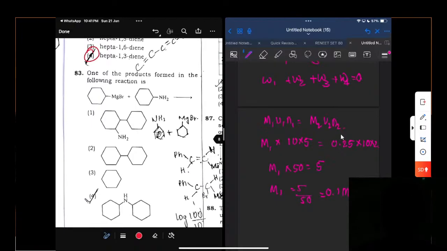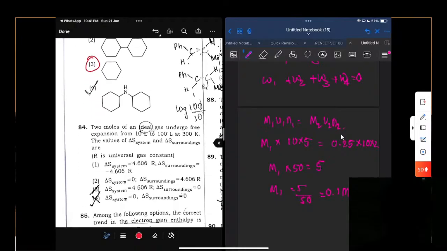Next question. One of the products formed in the following reaction is, when Grignard reagent is treated with aniline, followed by hydrolysis, it should form cycloalkane. Yes, option 3 is correct for 83. Cyclohexane formation takes place.